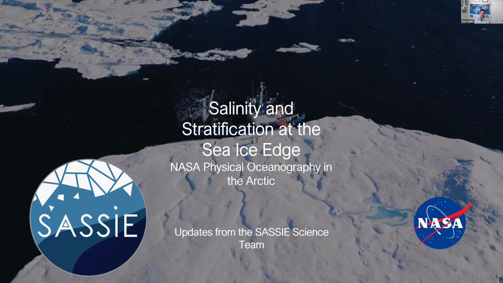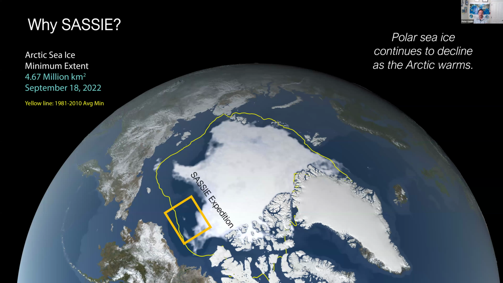So why SASSIE? Well, I'm preaching to the choir here. Here is an image of the minimum sea ice extent in 2022, which was when we were in the Beaufort Sea, which you can see from that box, which is where the SASSIE experiment happened. We were there for the entire month of September, so we were there for the sea ice minimum. We did that on purpose. In the image, you see the sea ice minimum, and the yellow line is the 1981 to 2010 average minimum, showing that if we had done this experiment prior, we would be in the sea ice and not even be able to make the open water measurements that we were focusing on.